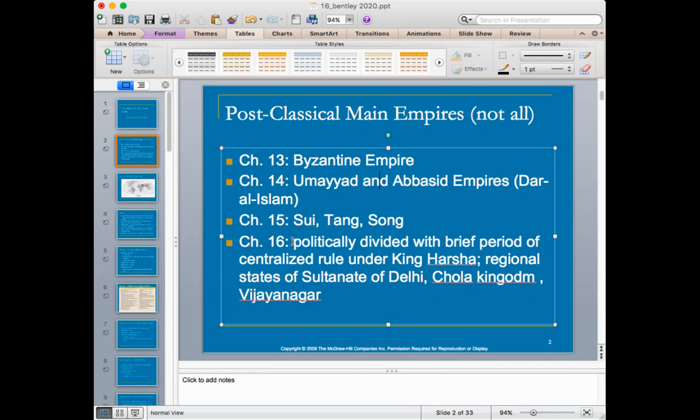And in chapter 16, it's going to be a little confusing because we're going to see sort of the de-evolution of centralized imperial rule from what was centralized imperial rule, or at least more centralized imperial rule, during the classical period under the Mauryan and Gupta dynasties, into a period of political division. So there's going to be temporarily centralized imperial rule under King Harsha, and then regional kingdoms. So it's not the same as in other parts of the post-classical world, and I want that difference to be apparent from the get-go. So we'll study the Sultanate of Delhi in the north after we study King Harsha's kingdom, and then the Chola kingdom and the kingdom of Vijayanagar in the south.